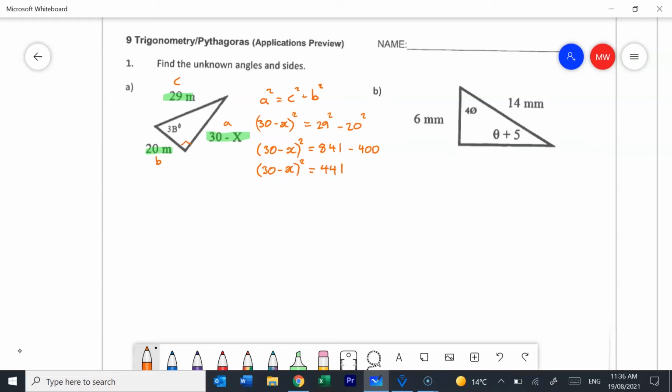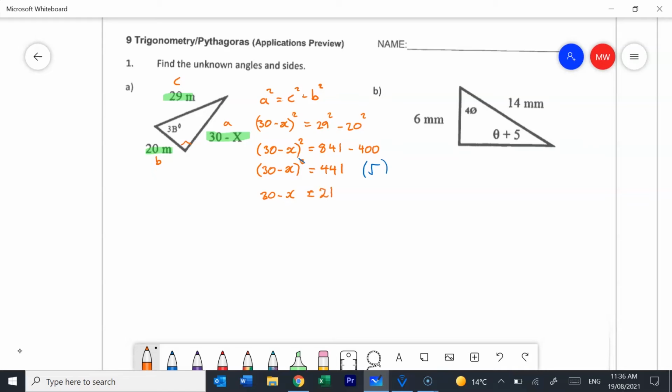Now we're not breaking our process. What we're going to do is square root both sides, and that's to get rid of this little squared here. What I've got now on this side is 30 minus x because we've got rid of the squared, and on this side the square root of 441 is 21.